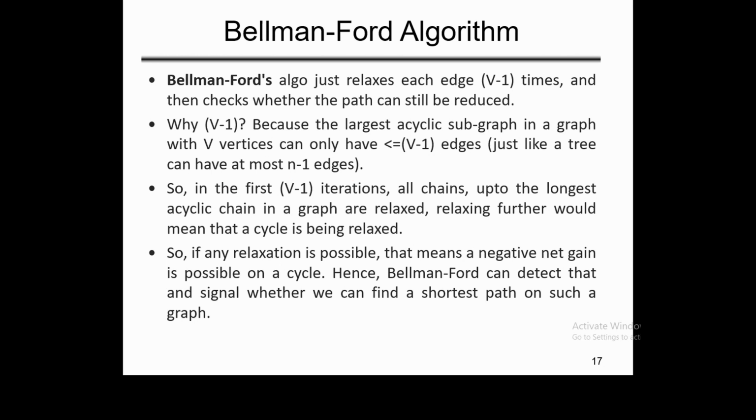So the Bellman-Ford just relaxes each edge mod of v minus 1 time and then checks whether the path can still be reduced. हर बार ये चेक होगा और देखेंगे कि अब भी रिलैक्सेशन पॉसिबल है क्या. But mod of v minus 1 time क्यों? Because the largest acyclic subgraph in a graph with v vertices can only have less than or equal to mod of v minus 1 edges, just like a tree can have at most n minus 1 edges.